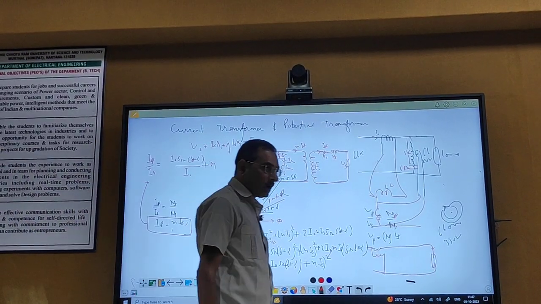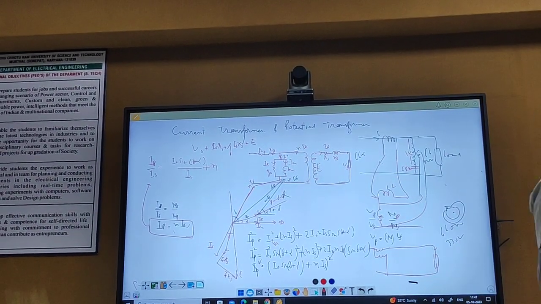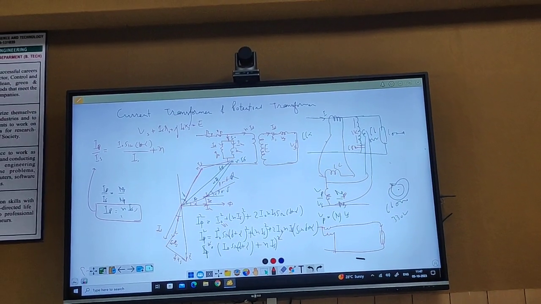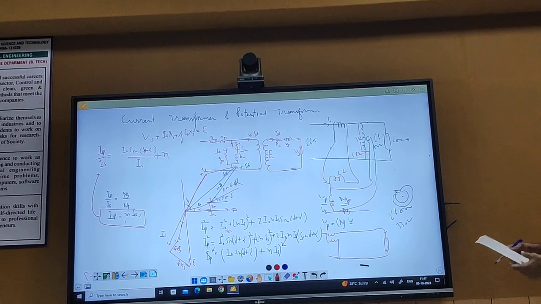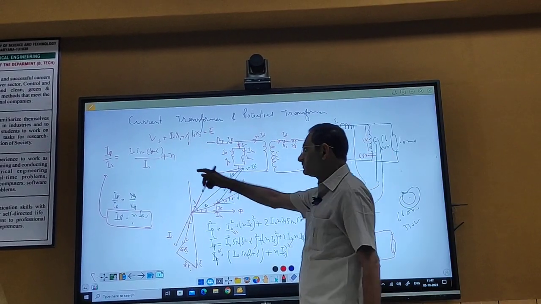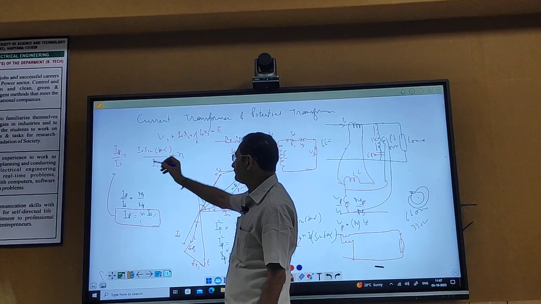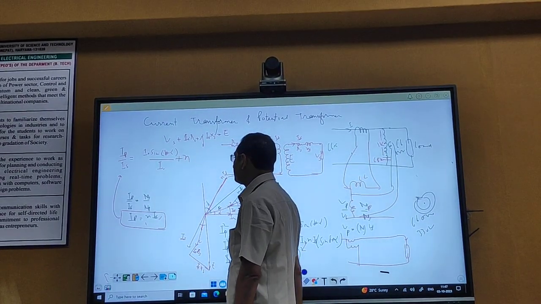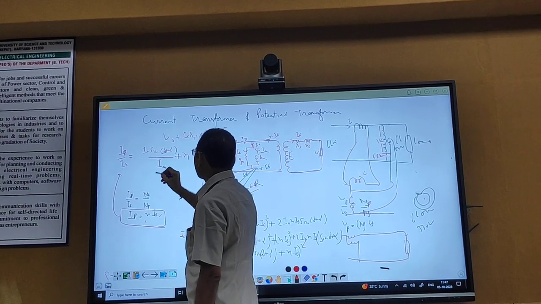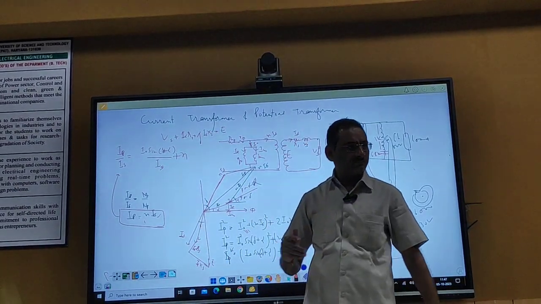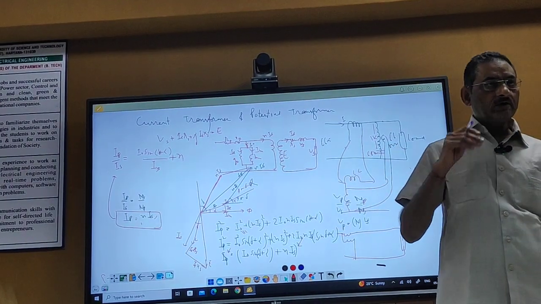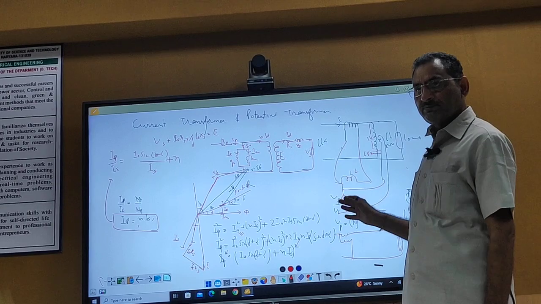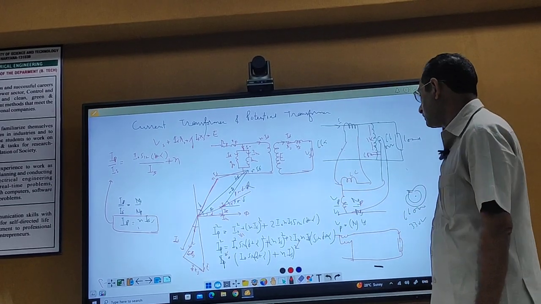Here IP by IS was equal to N, meaning we directly multiply by N to find out the current. If we want to find out the exact value, then this formula is to be used. This is the error in measurement: I0 sin delta plus alpha divided by IS. We can add this to find the exact value. So the error can be compensated by this formula.